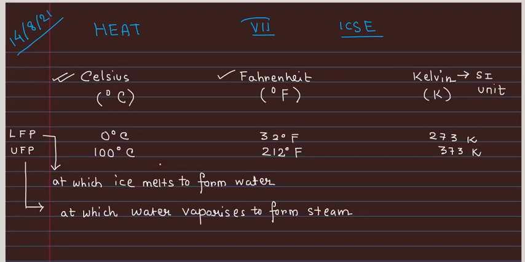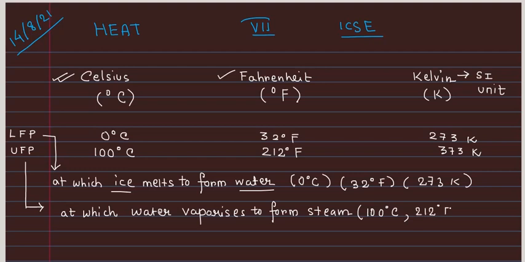When we measure the temperature at which ice melts to form water, on the Celsius scale it is 0 degrees, in the Fahrenheit scale it is 32 degrees Fahrenheit, and as you can understand, in the Kelvin scale it is 273 Kelvin. Similarly, the temperature at which water vaporizes to form steam, in the Celsius scale it is 100 degrees Celsius, in the Fahrenheit scale it is 212 degrees Fahrenheit, and in the Kelvin scale it is 373 Kelvin. This is how the lower and upper fixed points are described.